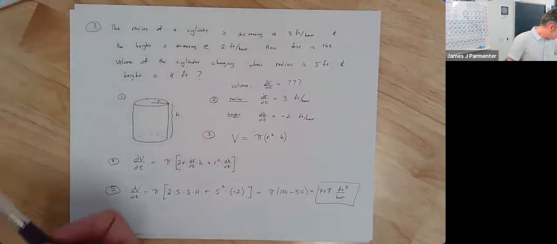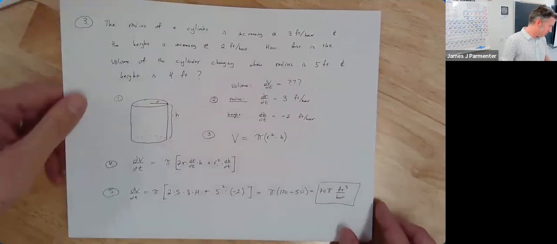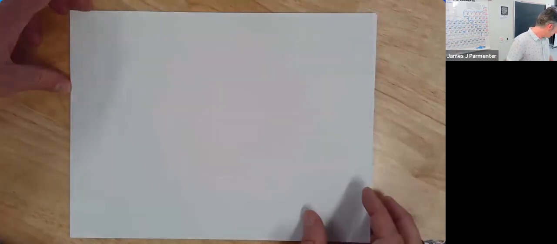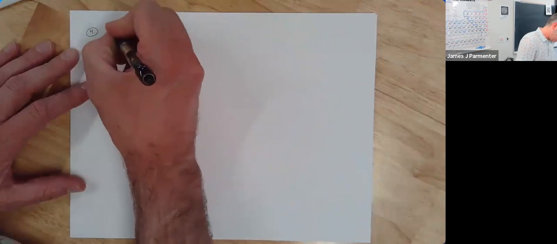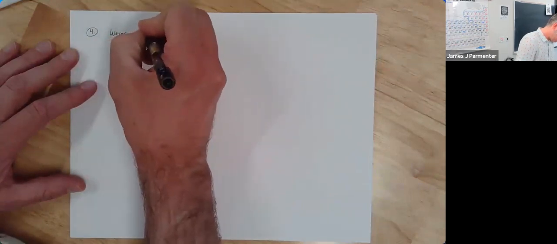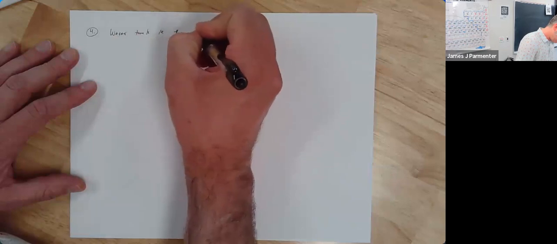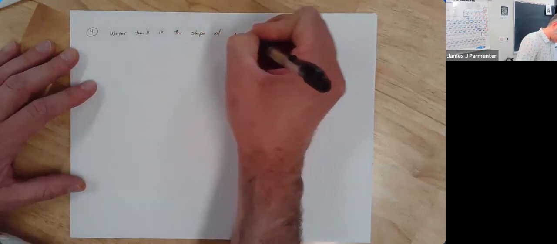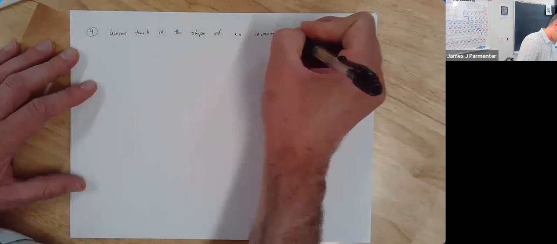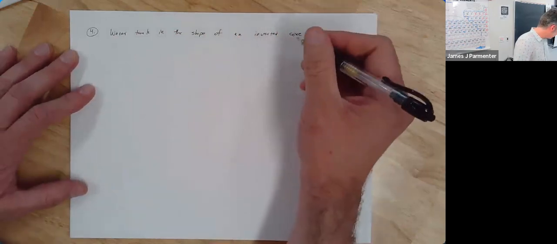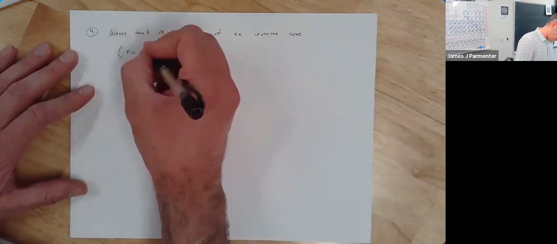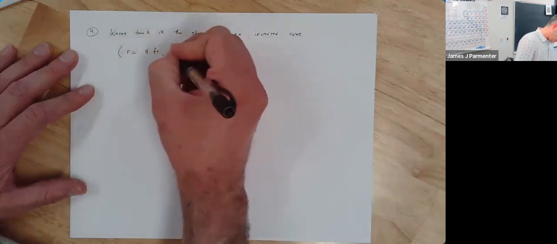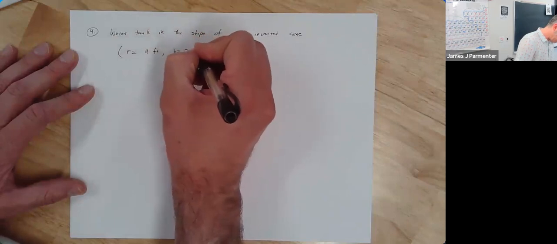So let's do one, maybe two more. Let's do a water tank one. A water tank in the shape of a cone. Shape of an inverted cone, I should say, like an ice cream cone, the point is down, whose overall radius is 4 feet. Overall height is 12 feet.